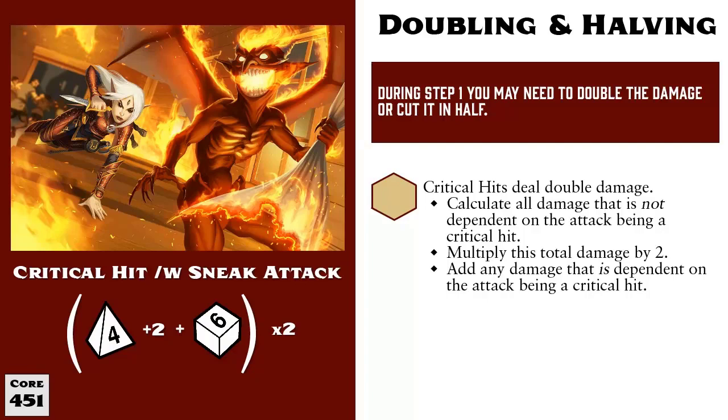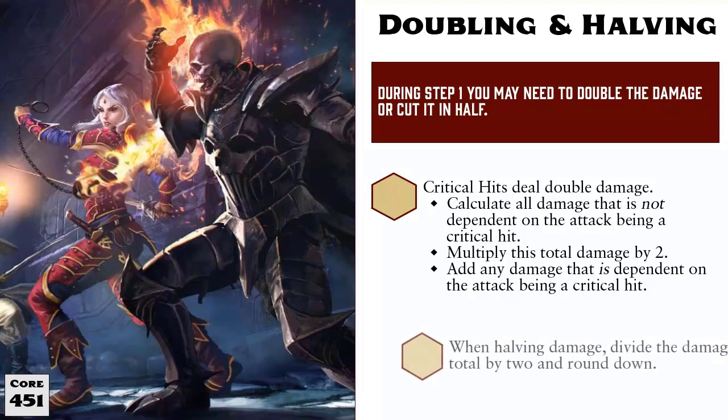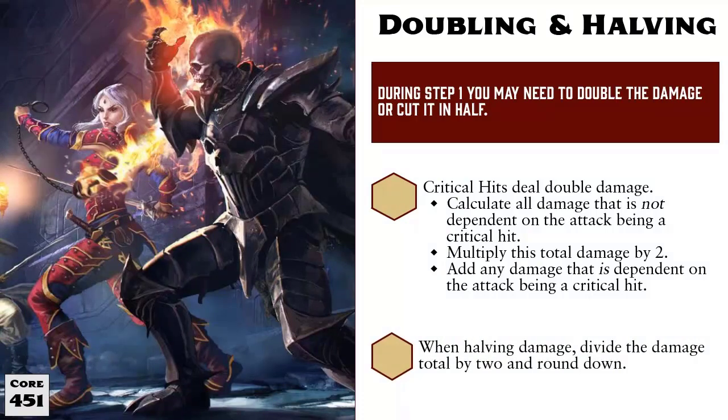And there will be times when you need to cut the damage in half, such as when the target of a spell succeeds on their reflex save. In these cases, you simply divide the damage by 2 and round down. Remember, the rule of thumb for Pathfinder is that you always round down unless you are specifically told to do otherwise.